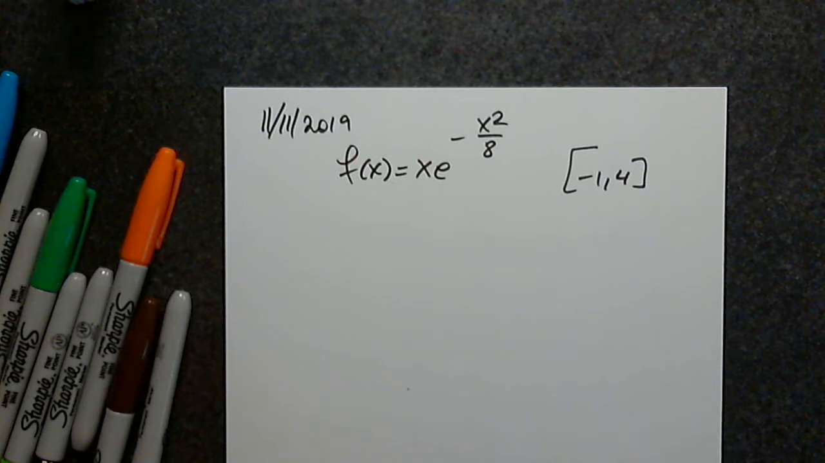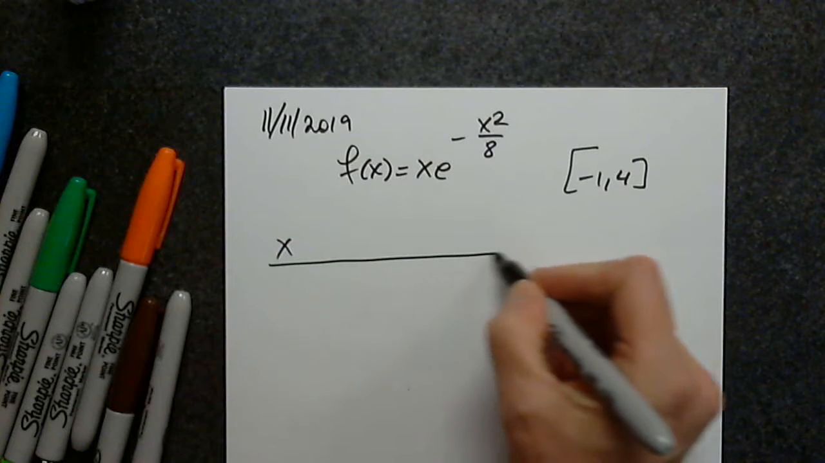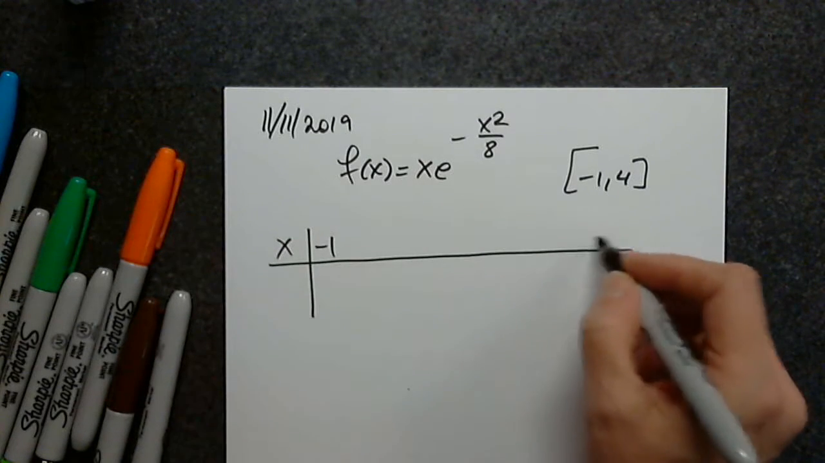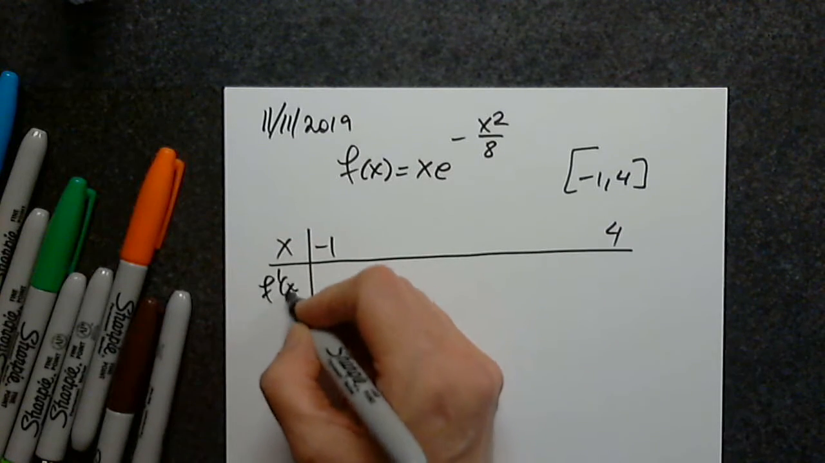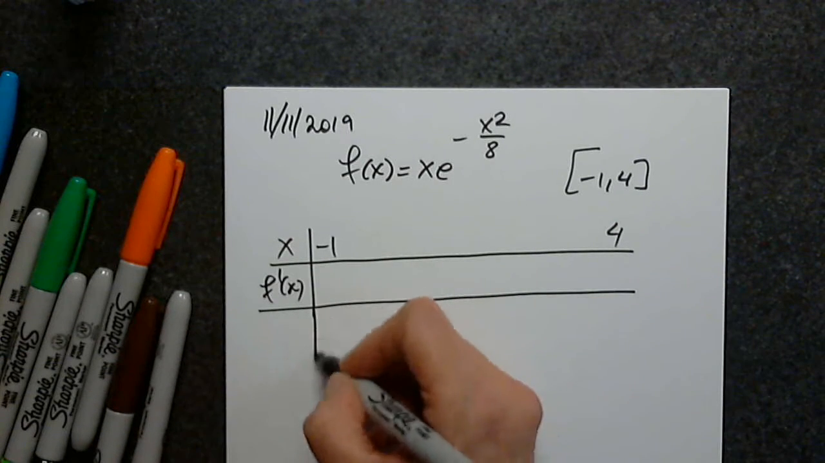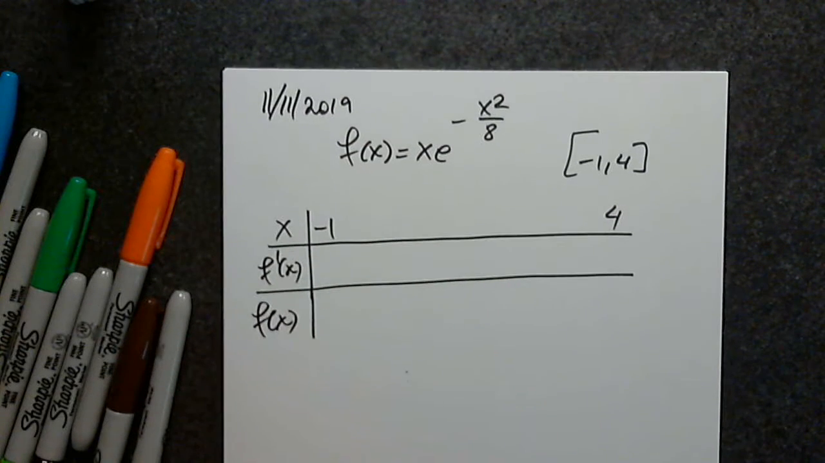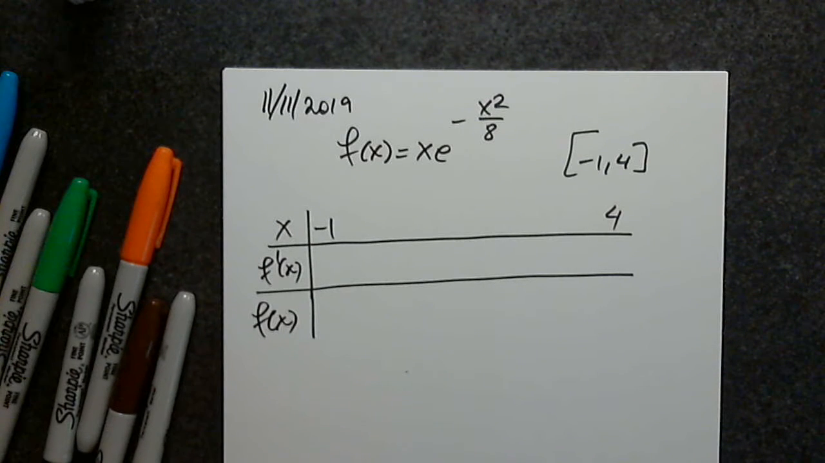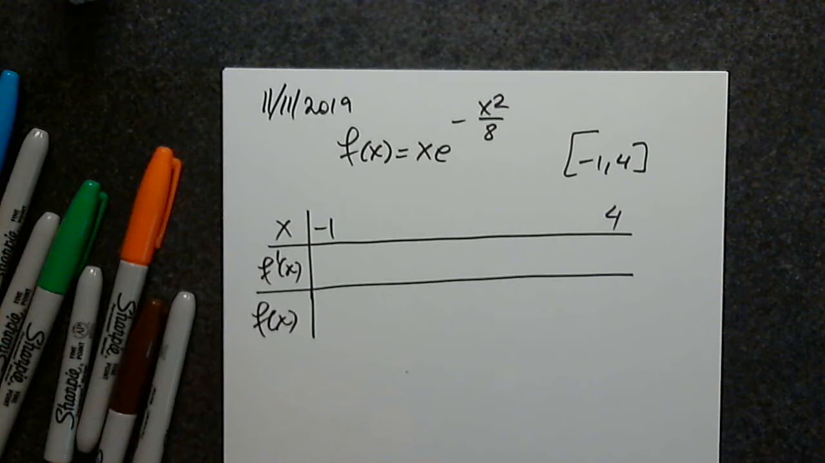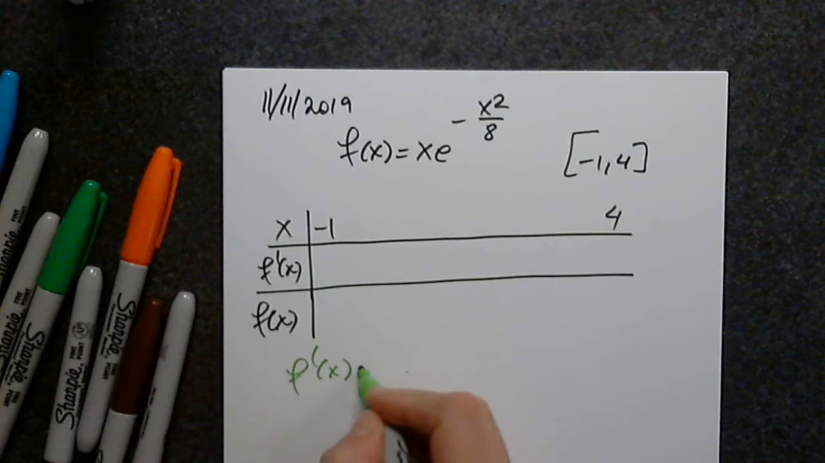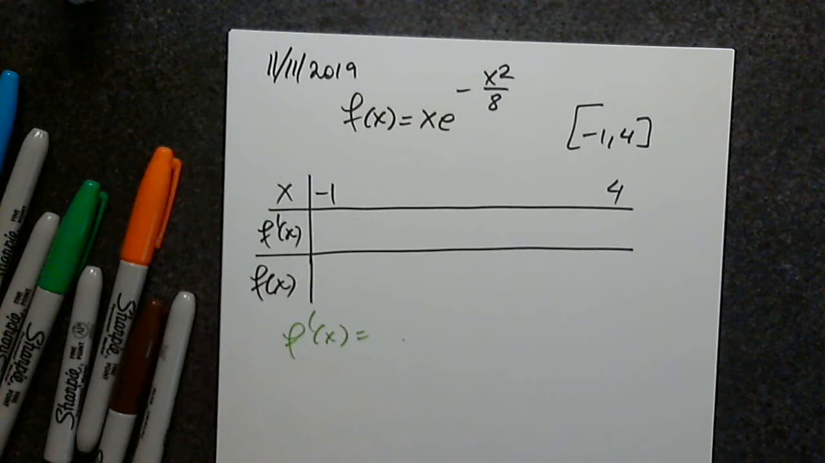So I get my table going, and it has to show between negative 1 and 4. So I have to have f prime, and I have to have f of x. I will determine the derivative. It's a product. So then what do I get?